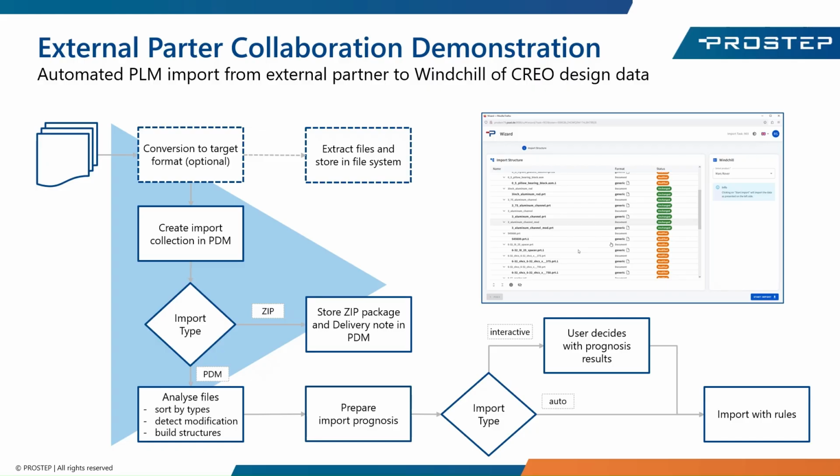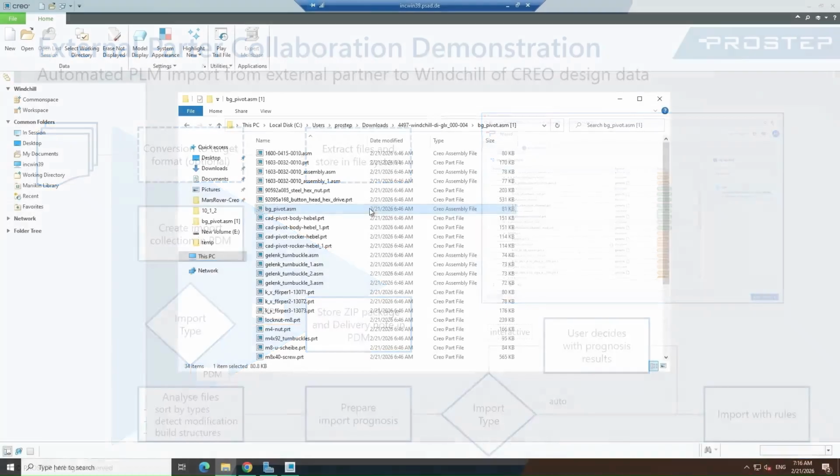So go from just that digital data package that was sent from your partner and then totally automate all the import process, or have that interactive way. And we're going to show that interactive way right now. Within an import from an external partner into Windchill.